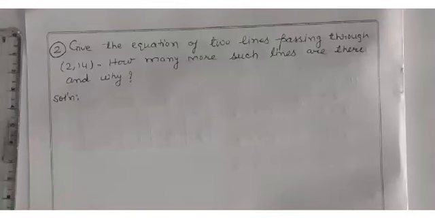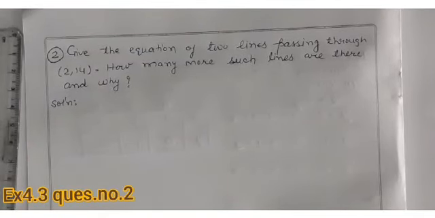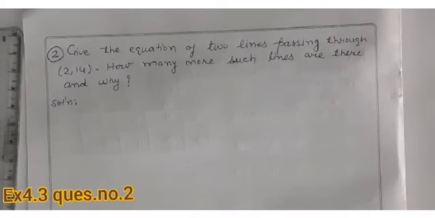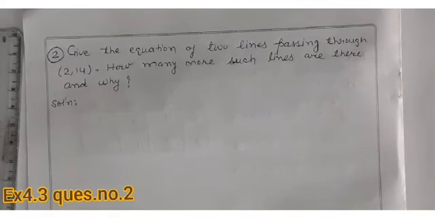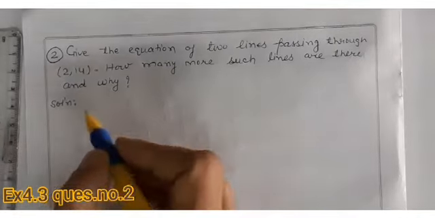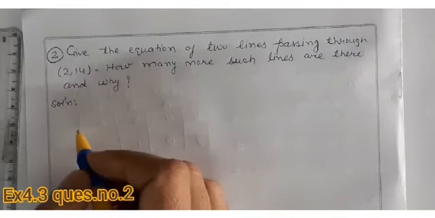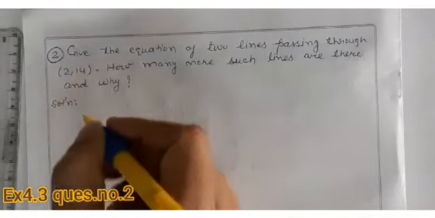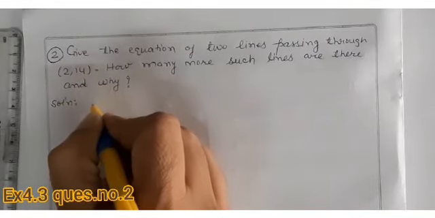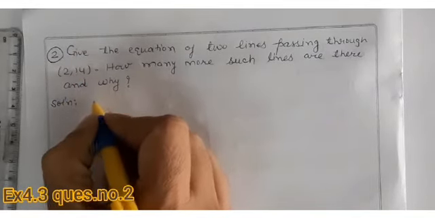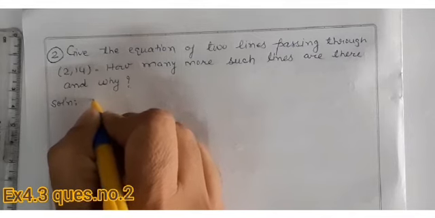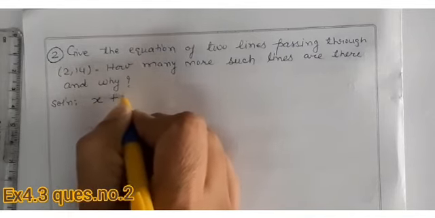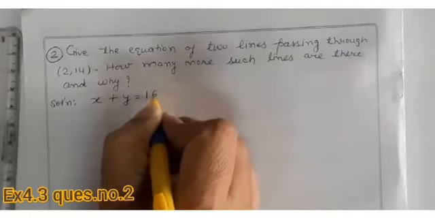Yes, come on, next question. Give the equation of two lines passing through 2 comma 14. How many more such lines are there and why? See here, you have to write the equation of two lines which pass through 2 comma 14. It means these coordinates must satisfy the equation of the line. I am taking x plus y is equal to 16. Let us check.